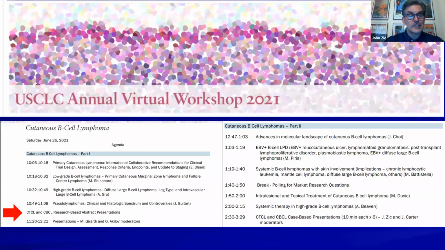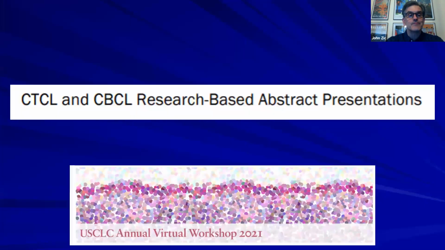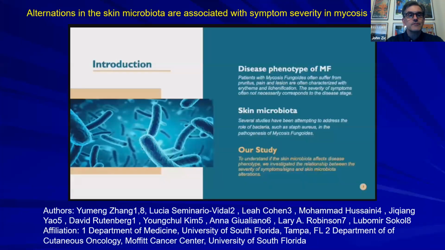Which was very entertaining. We're going to take a little sidebar as we did during our workshop, and I'm going to show you a little bit of some research-based presentations. Now, these often have nothing to do with cutaneous B-cell lymphoma, but for the first time, the USCLC invited researchers from around the country and the world to submit abstracts. And what you're going to see are some highlights from the 6 or so abstracts that were selected for oral presentation. And let me show you some of those.